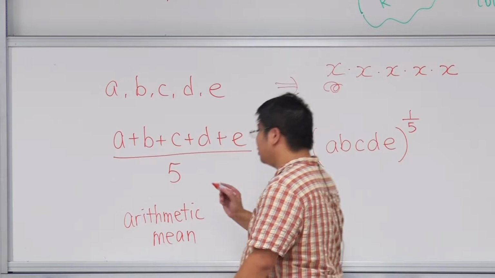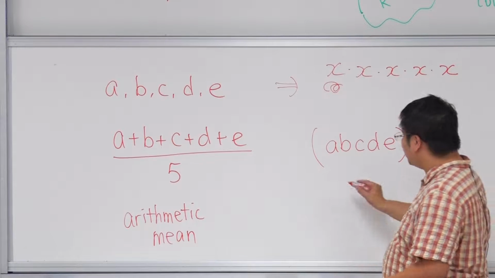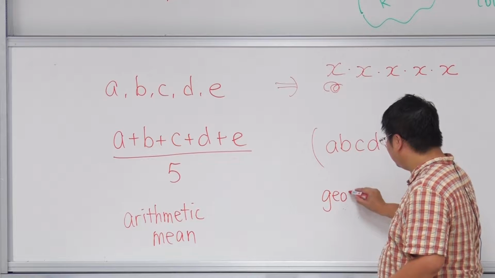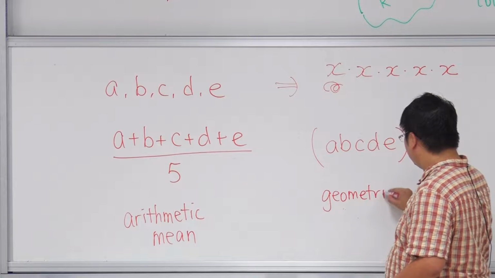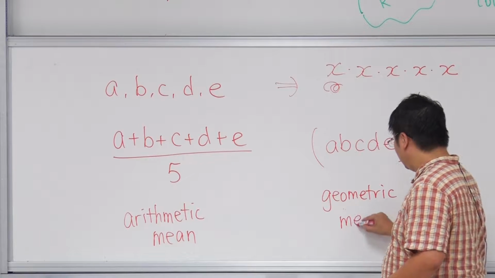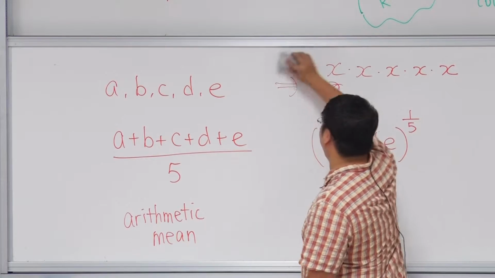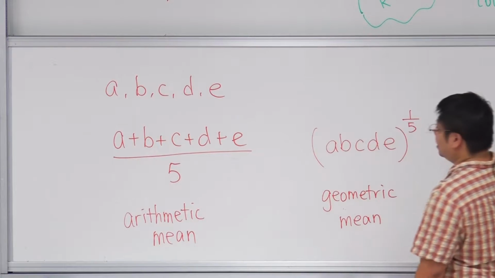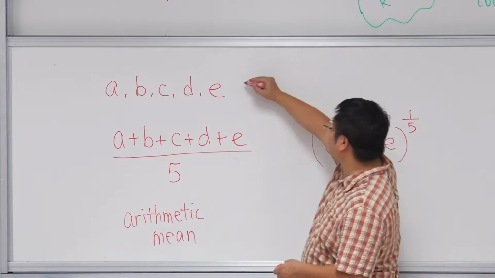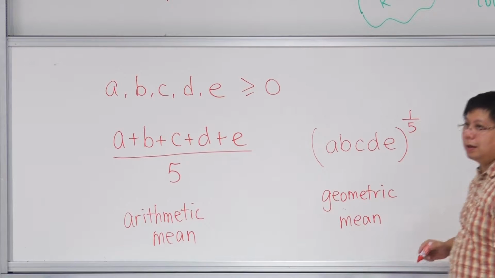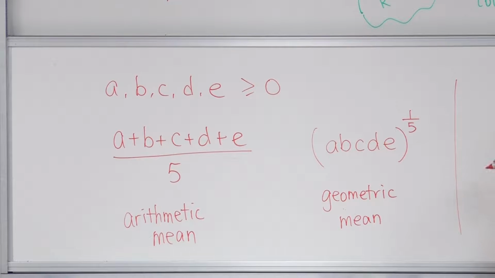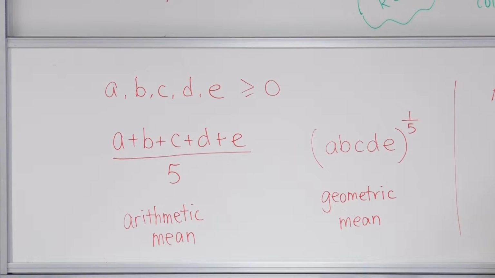Mean means average. And then this one, we call it the geometric mean. Let's assume that we are always talking about positive or non-negative numbers. So let's say all the numbers are non-negative, greater than or equal to 0. Then there is an inequality.